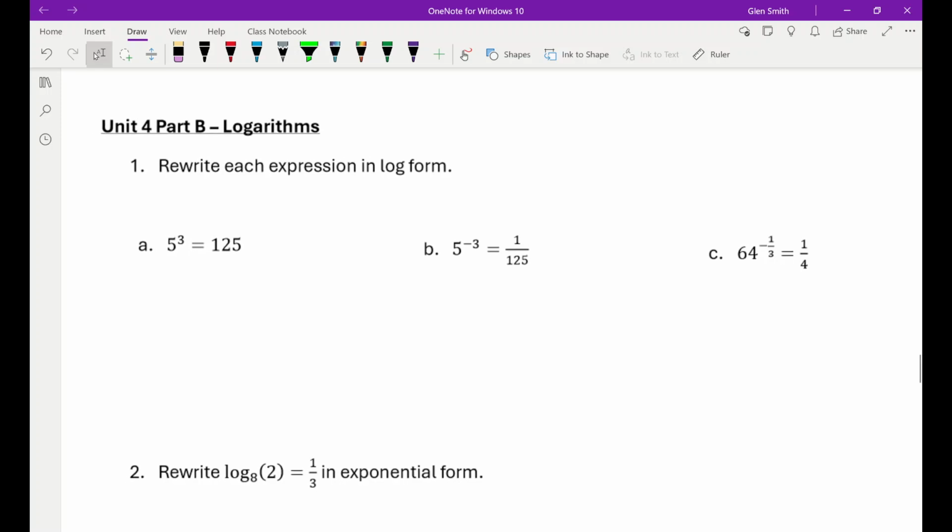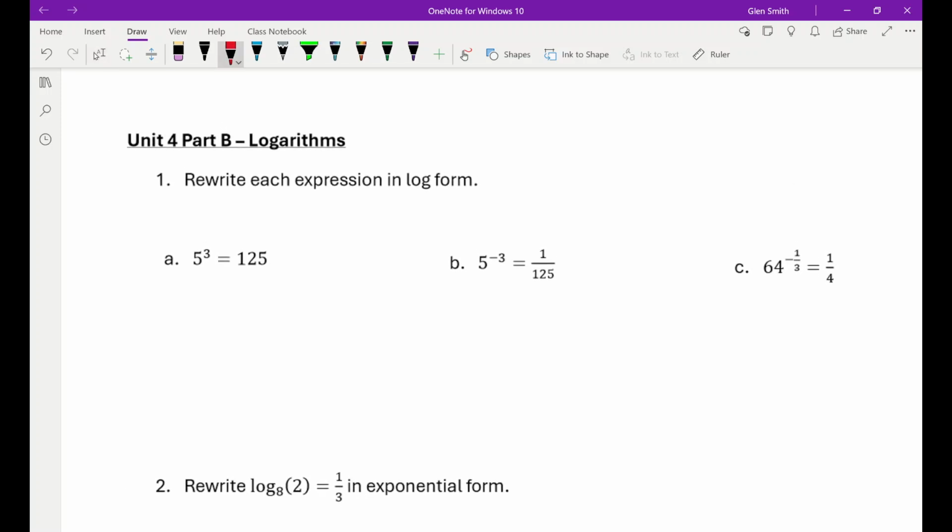Okay. Rewriting these as a log. This is 3 is equal. So the base here is 5. So the 3 comes down, and you put a log on the other side with base 5 of that 125. Okay? Same thing happens over here. The negative 3 is going to come down, and it's going to be log base 5 again of 1 over 125.